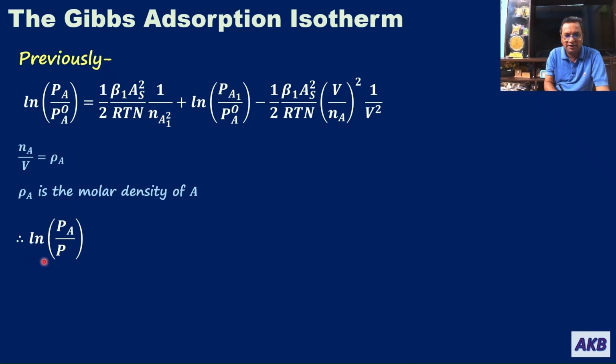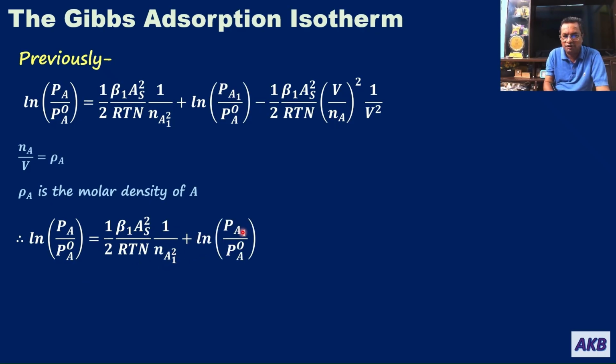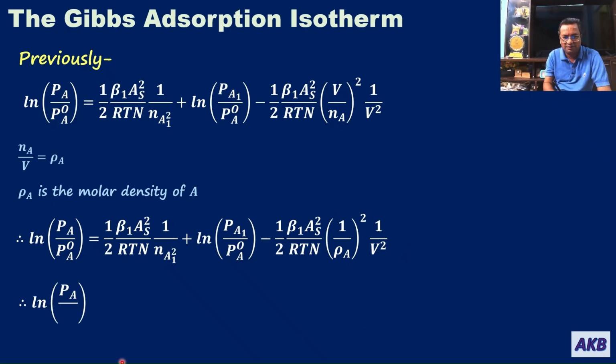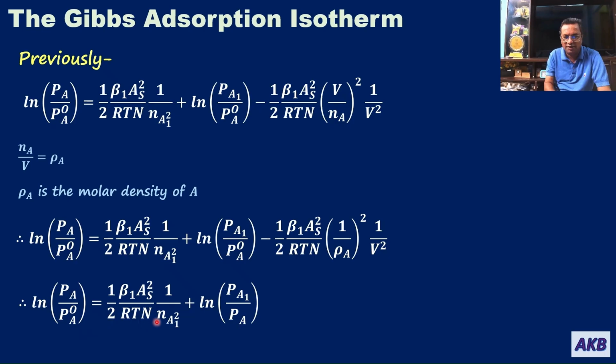So you have ln of Pa upon Pa naught is equal to 1 by 2 beta 1 A square upon RTN into 1 upon Na1 square plus ln of Pa1 upon Pa naught minus 1 by 2 beta 1 A square upon RTN into 1 by rho A square into 1 upon V square. So that is ln of Pa upon Pa naught equal to 1 by 2 beta 1 A square upon RTN 1 upon Na1 square plus ln of Pa1 by Pa naught minus 1 by 2 beta 1 A square upon RTN into 1 upon rho A square into 1 upon V square.